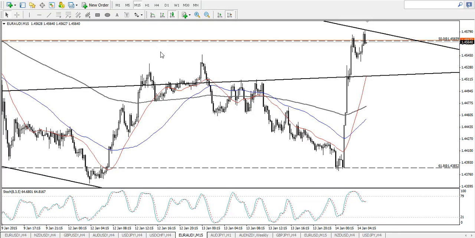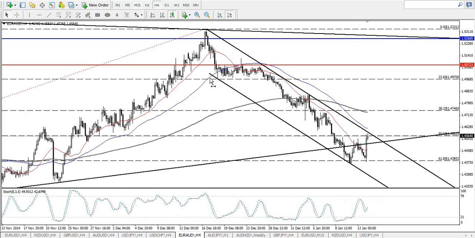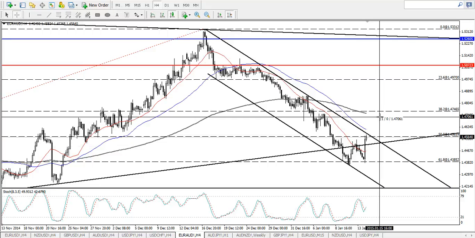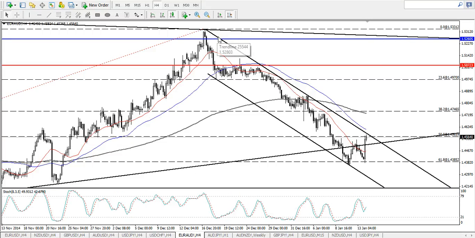And finally, we have the euro against Australian dollar. Alright, now we are seeing that price is falling within a minor falling trend channel. Price has touched the bottom. Right now, it is about to touch the top. This might signal a short opportunity for the euro against Australian dollar.